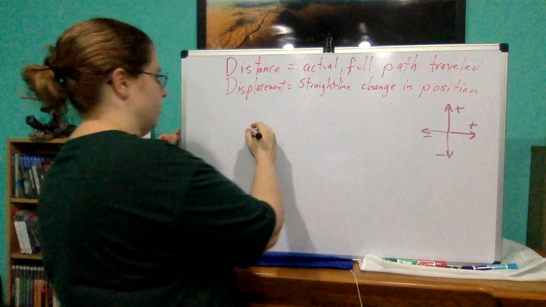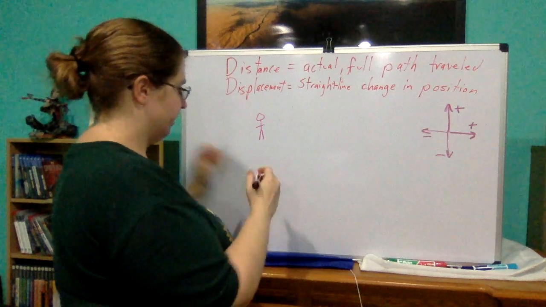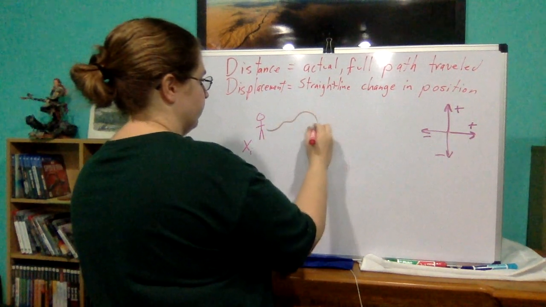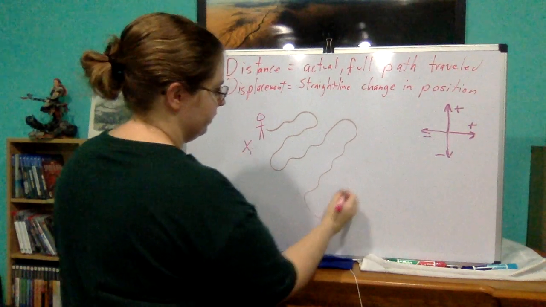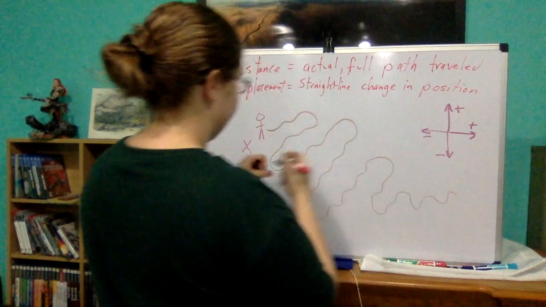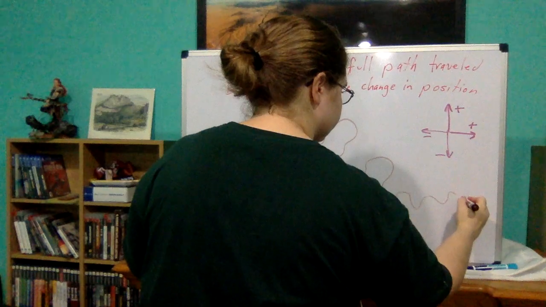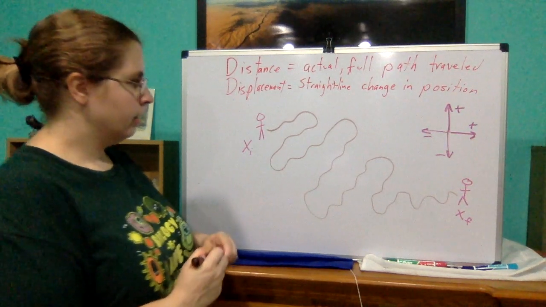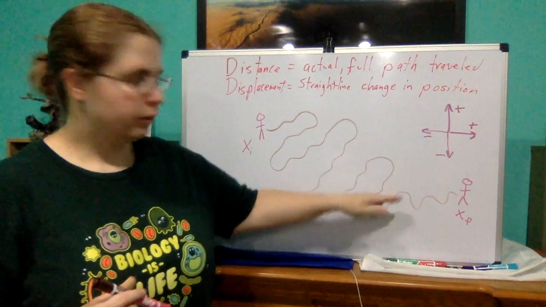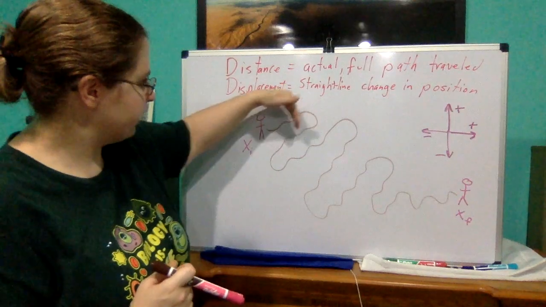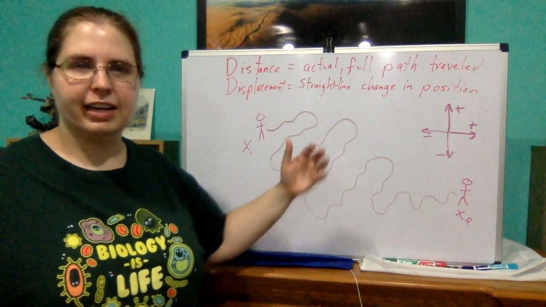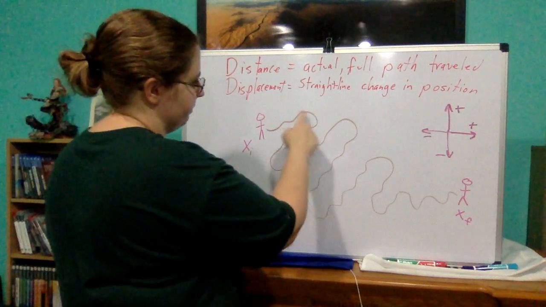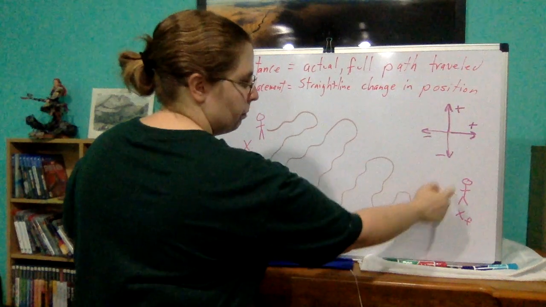So let's say I have this person here, and this is their initial location. It's where they're starting from. Well, this person walks, and that is where they end up. That is their final position. Now, that entire ground line, if we were to measure each and every part of it, so kind of like stretching it out and measuring the entirety of it, that's distance. Distance, like we said, is the actual full path. So each and every step that was taken along this line is part of the distance.